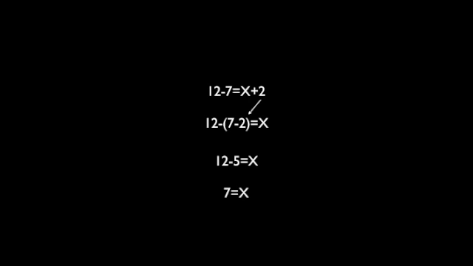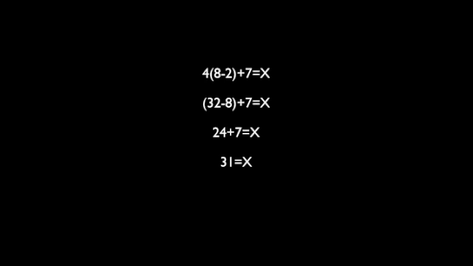Using PEMDAS, we would then do the equation in the parentheses. Now our equation would read 12 minus 5 equals x. This is a simple problem that we can easily solve in our head. So now the problem would read 7 equals x. And that is our solution.